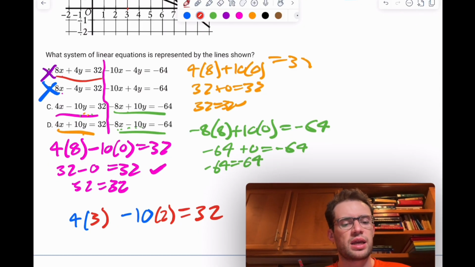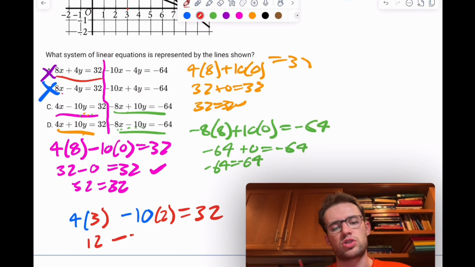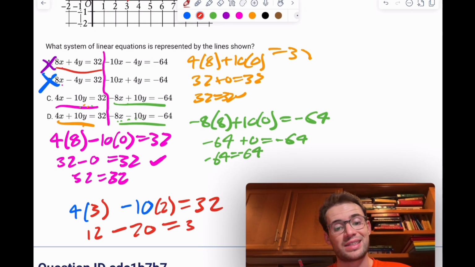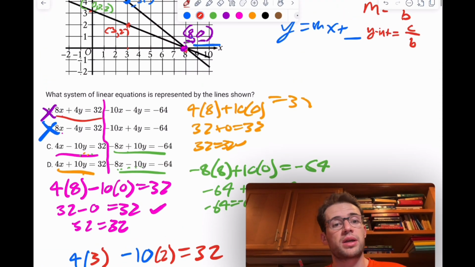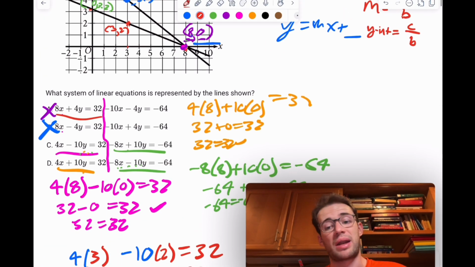4 times 3 gives us 12, minus 10 times 2 is 20. So 12 minus 20 is not equal to 32. That's going to be negative 8. So negative 8 is not equal to 32. So that doesn't work for that equation. Now, again, that doesn't necessarily mean we can rule it out because it could be that it goes into the other equation, but I don't think so.